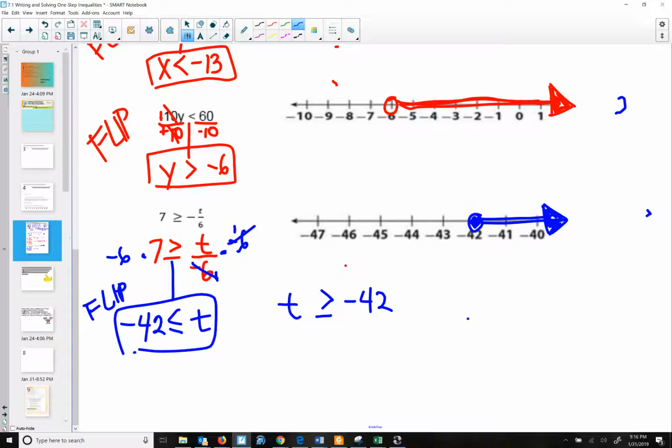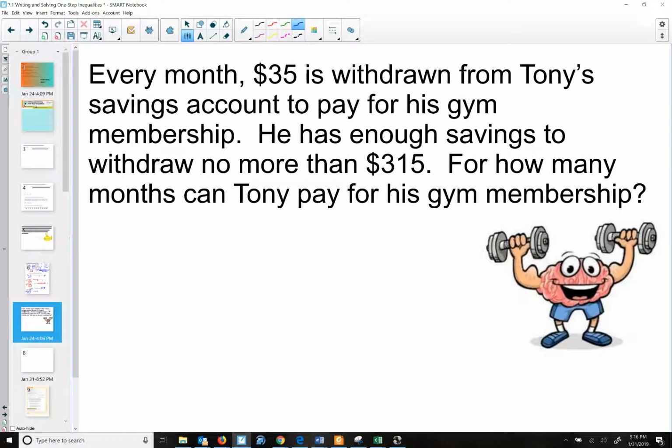Okay. Whew. All right, let's look at a few that might be written as a word problem instead.